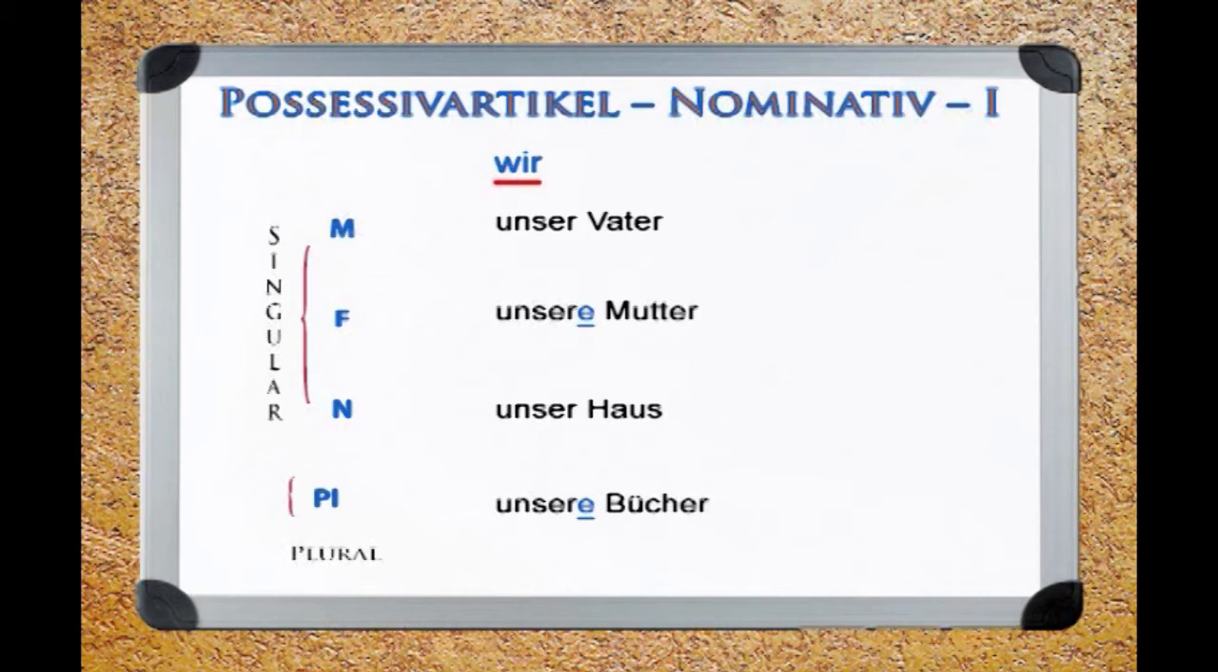Wir, first person plural pronoun. The possessive article for masculine is unser Vater, unsere Mutter, unser Haus, unsere Bücher.